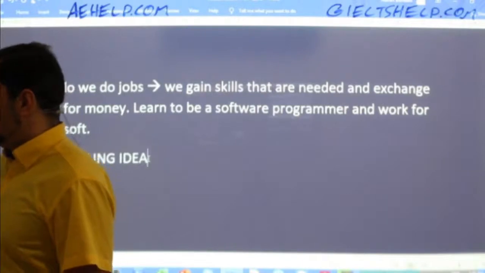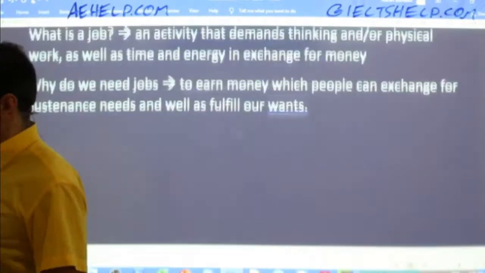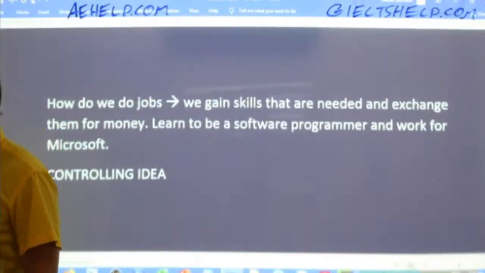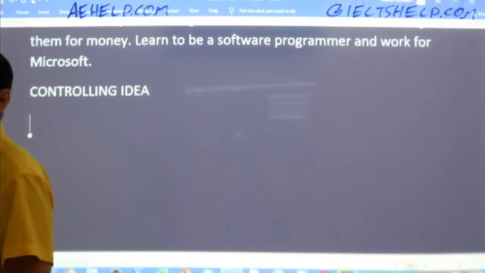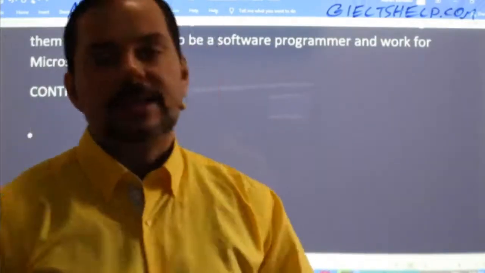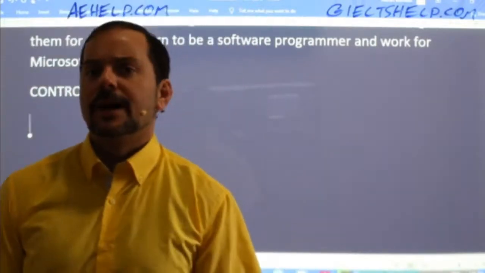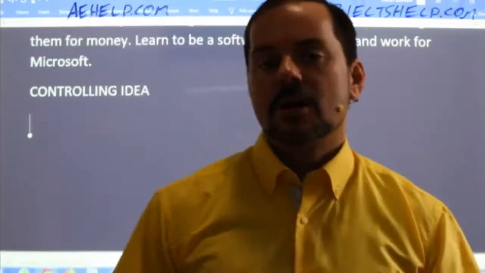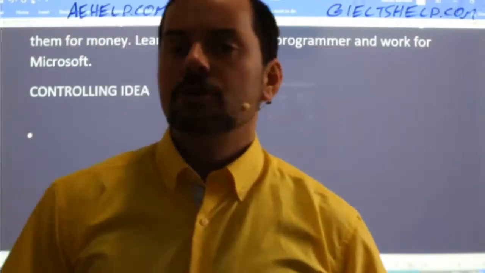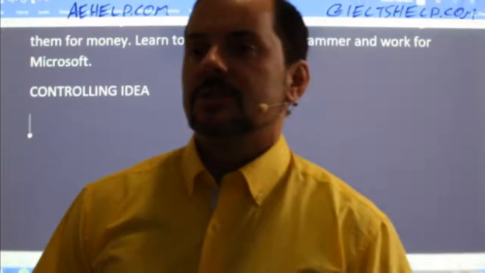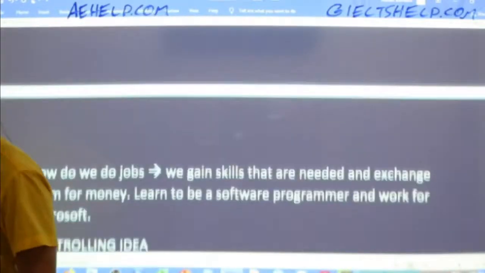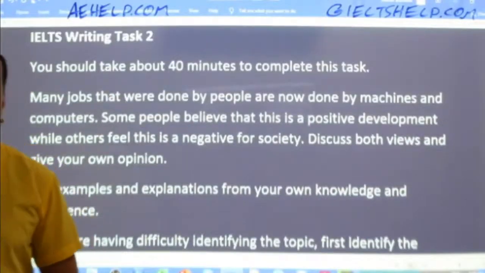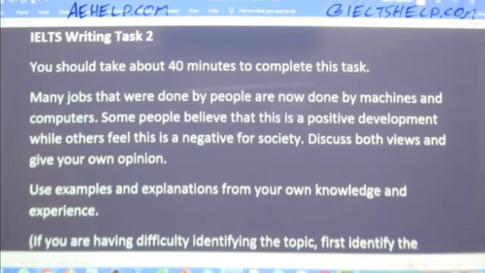Okay, so what's the controlling idea then? So now we have clarity on job. What is a job? Why we need jobs, or why we do jobs, and how we do jobs. What's the controlling idea? Okay, so let's take it the next step. Let's identify the controlling idea. Give me the controlling idea in a short statement or sentence as concisely as possible. Remember, concise means using as few words as possible to express your idea. So try to concisely express the controlling idea in this question. I'll bring up the question one more time to give you a bit of help here. So what is the most concise way to summarize the controlling idea of this question?